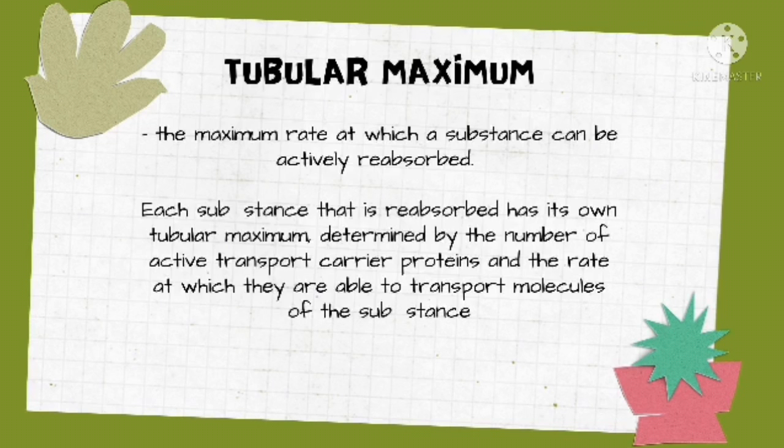And now we have the tubular maximum, which is the maximum rate at which a substance can be actively reabsorbed. Each substance that is reabsorbed has its own tubular maximum, which is determined by the number of active transport carrier proteins and the rate at which they are able to transport molecules of the substance. So let's say, for example, in people who have diabetes mellitus, the tubular load for glucose can exceed the tubular maximum by a substantial amount, thus allowing glucose to appear in the urine.